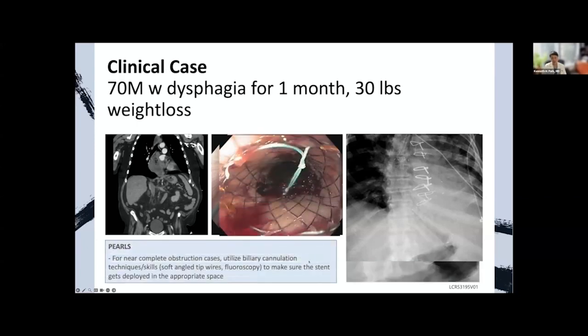But the clinical pearl here is that for near complete obstruction cases, again, fluoroscopy is absolutely necessary, and may be the only way you can put something there. You're utilizing biliary cannulation techniques with wires and contrast, and again, fluoroscopy, just to make sure that the stent is deploying in the right space.